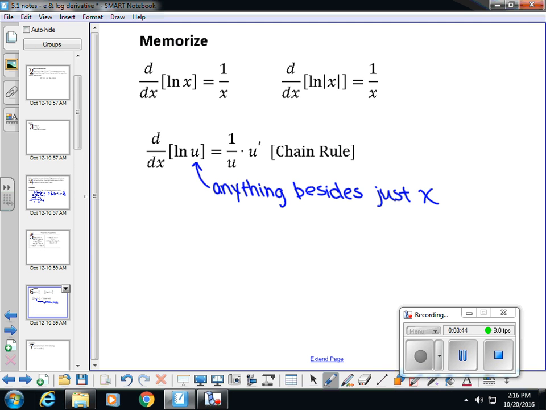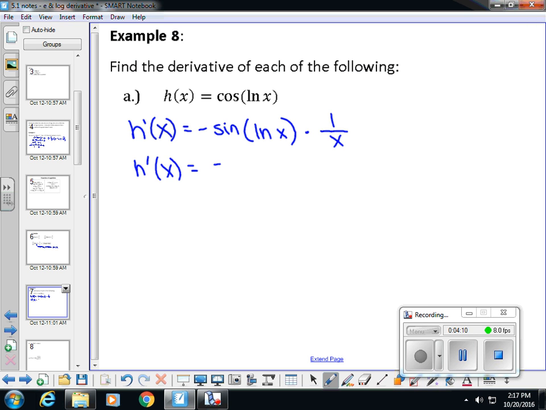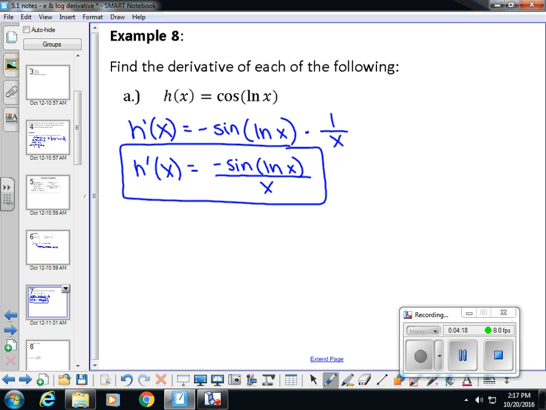So, example 8, find your derivative of each of the following. Well, first, for h prime, I have to do a chain rule because I have a cosine. So the derivative of the outside is negative sine times the inside times the derivative of the inside. The derivative of ln of x is 1 over x. So I would probably rewrite it and say my derivative is negative sine ln of x over x. So that one was pretty straightforward.